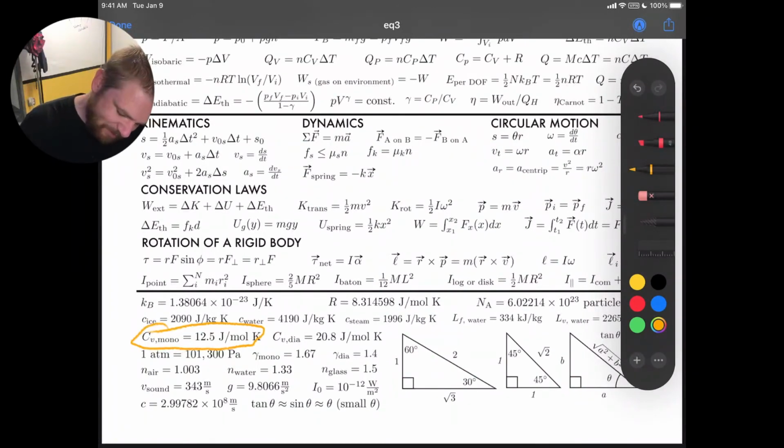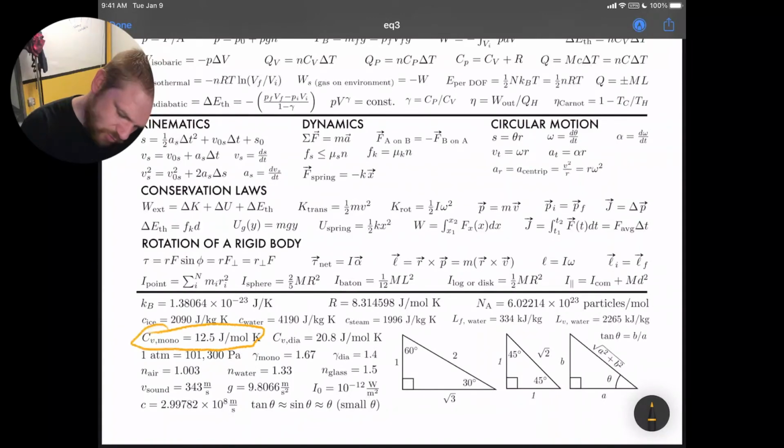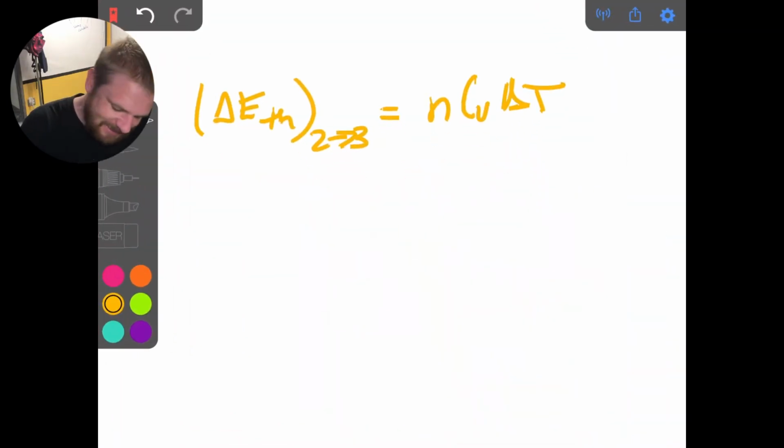If you have an equation involving CP, we have to use this relationship, which is right here: CP is equal to CV plus R. So we can always take the CV value and get the value for CP. But we need CV in this case because we're calculating thermal energy, and thermal energy always uses CV regardless of the process.